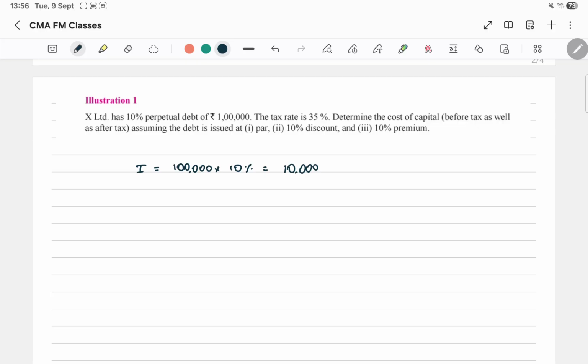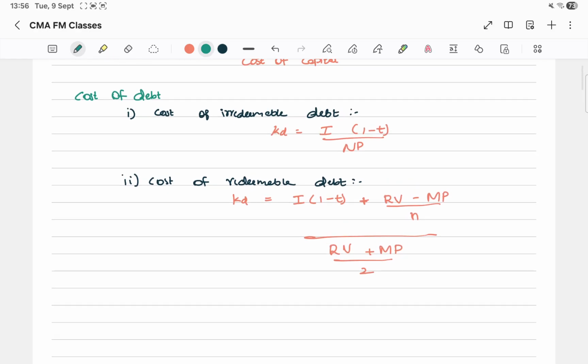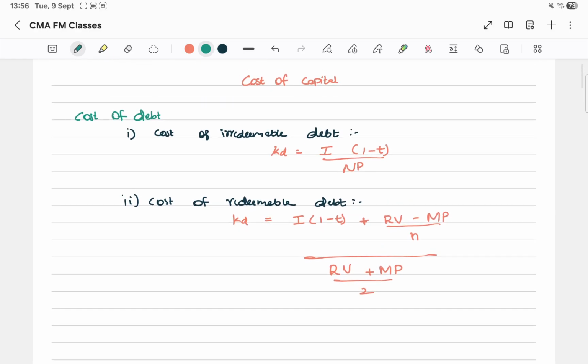Now they have asked how you will find the cost of redeemable debt and cost of irredeemable debt. I'll be marking it over here itself. In terms of cost of irredeemable debt, there is no maturity period. In case of redeemable debt, you will have your maturity period.